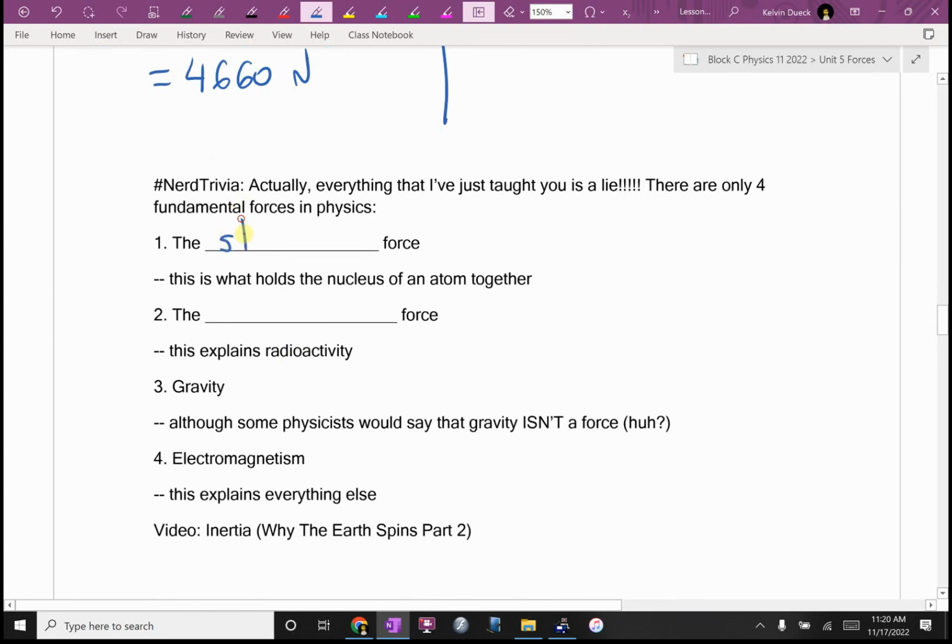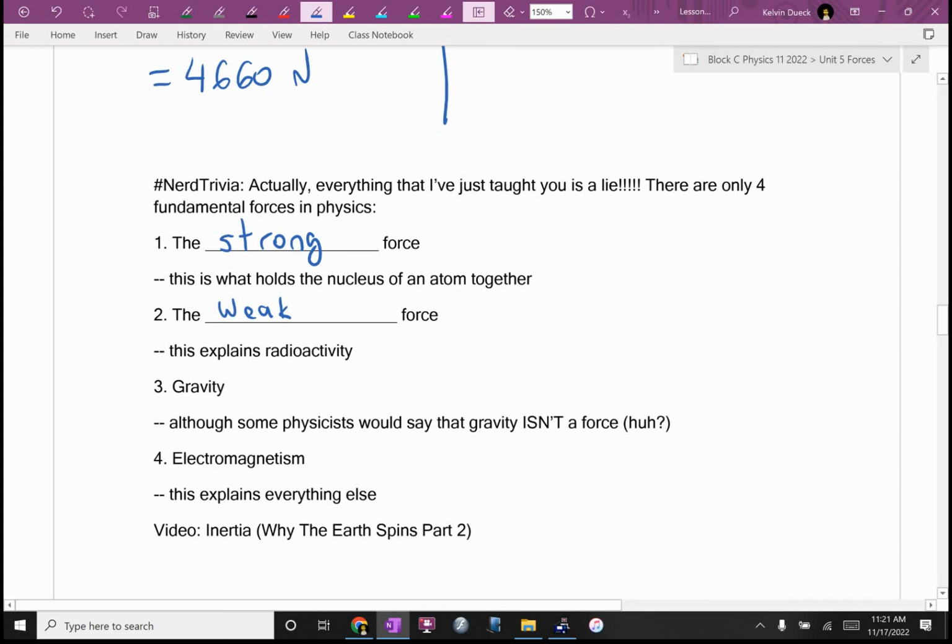There's what's called the strong force. That's what holds the protons and neutrons inside a nucleus of an atom together, because normally like charges repel, the protons would repel each other, the nucleus would explode. There's what's called the weak force. The weak force explains radioactivity and a few other things. There's gravity, although we saw last unit, general relativists would say gravity's not a force, it's a curvature of space-time, but we'll pretend it's a force.